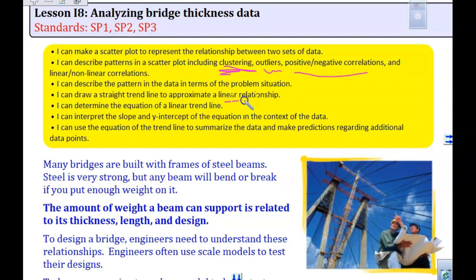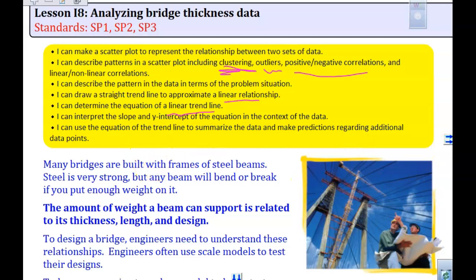Do I think it is linear? Oh, if it's linear, could I write a trend line? Can I interpret the y-intercept? Like, where is that y-intercept? And I can use an equation with the trend line to summarize the data regarding additional points.